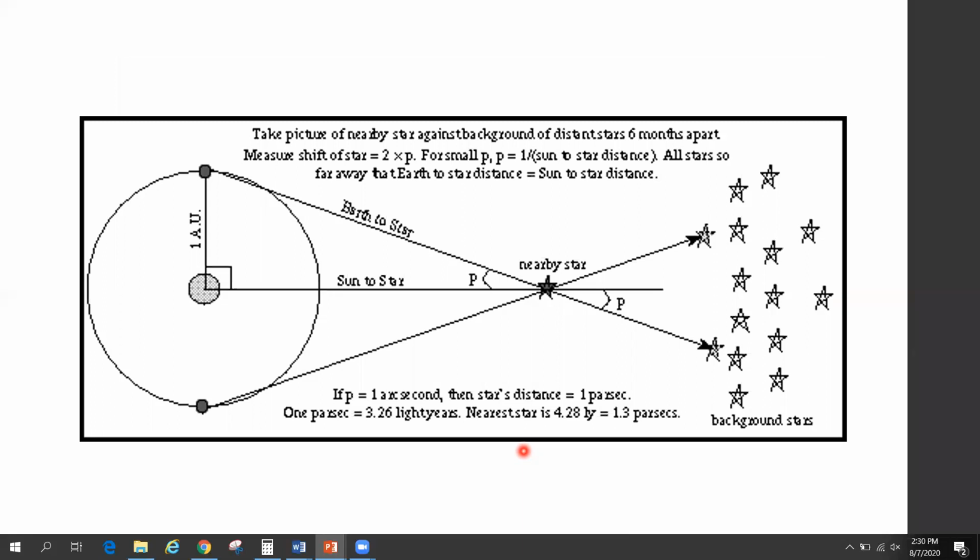This little diagram here just shows you how parallax is defined and parallax angles, that kind of thing. We'll revisit that idea a little bit more later on in the year, but I just wanted to include it in this lesson so you had one more reference to how a parsec is defined. And again, you can see it's defined in relation to the AU. Without the AU, you can't really define a parsec.